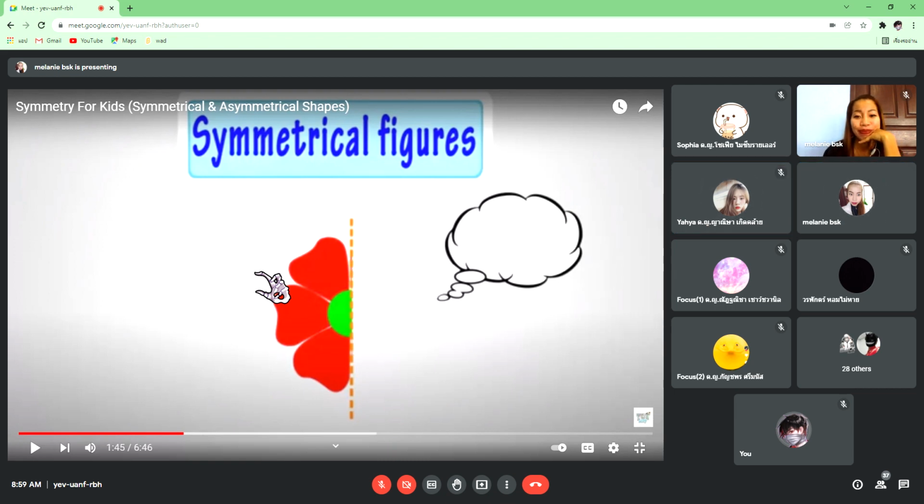No, I am not asking for how many symmetrical lines, but what do you call this line? Anybody? Just tell me your nickname if you want to recite, because I am not looking at my screen. I am looking at the video. What do you call this line? Anybody? Okay, this is what you call the line of symmetry or axis of symmetry.